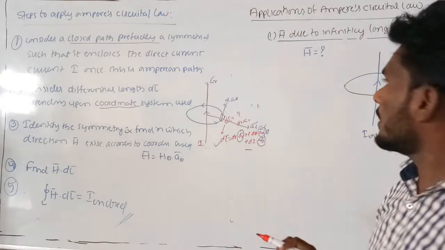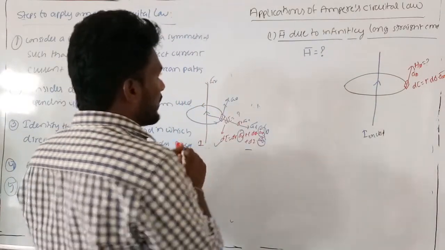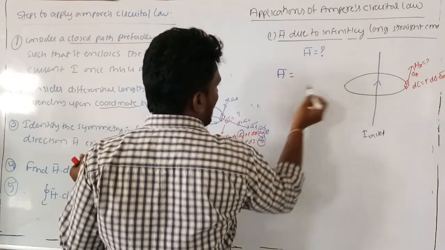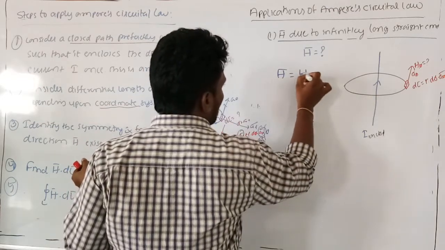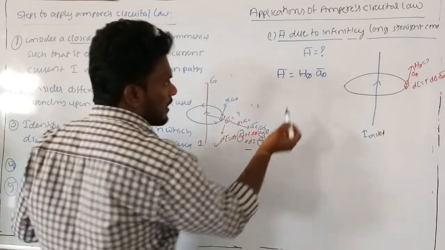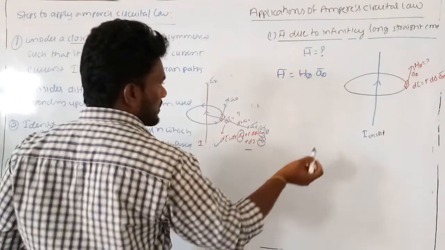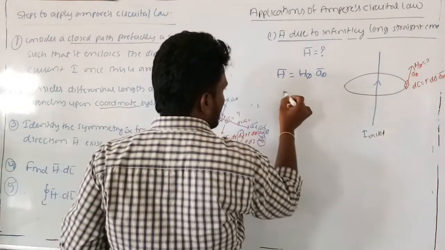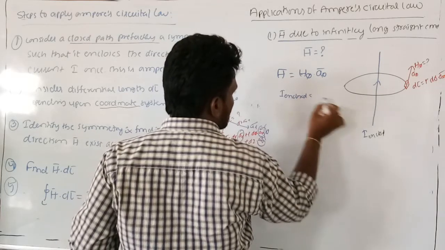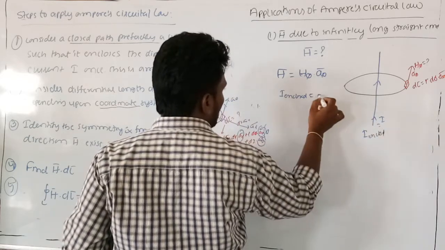Now calculate H bar dot dl bar here. What is H bar here? H bar is the unknown value. It consists of magnitude H phi and direction a phi. So that is what we calculate now. So what is the enclosing current? The current enclosed by the path, I enclosed, is equal to I, the current passing through the conductor.